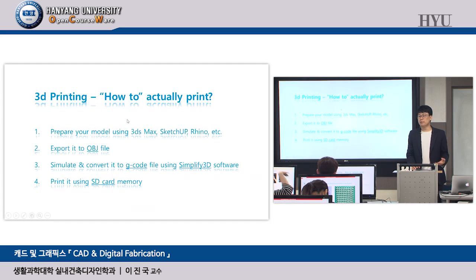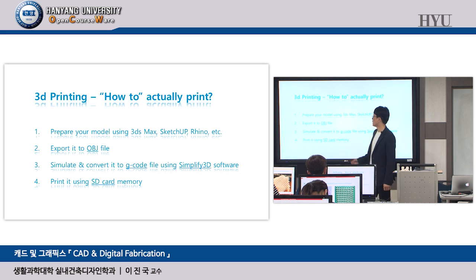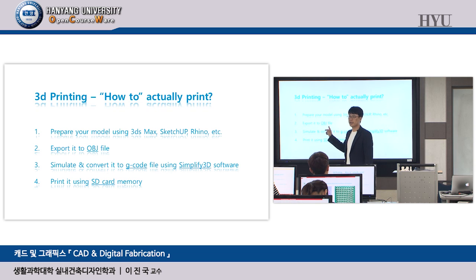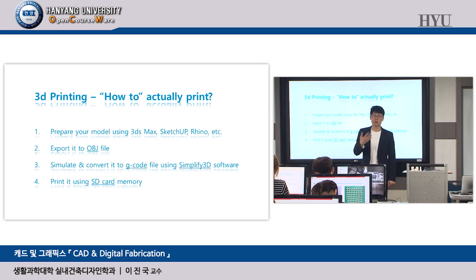Let's take a look. Let me tell you how to actually print. Here I simply list up the process, very easy. What you need to do is save your file in OBJ format. OBJ is one of the 3D file formats, okay, object file format. Even SketchUp can export an OBJ file, okay? Your SketchUp model can export an OBJ file from your design, anything else.